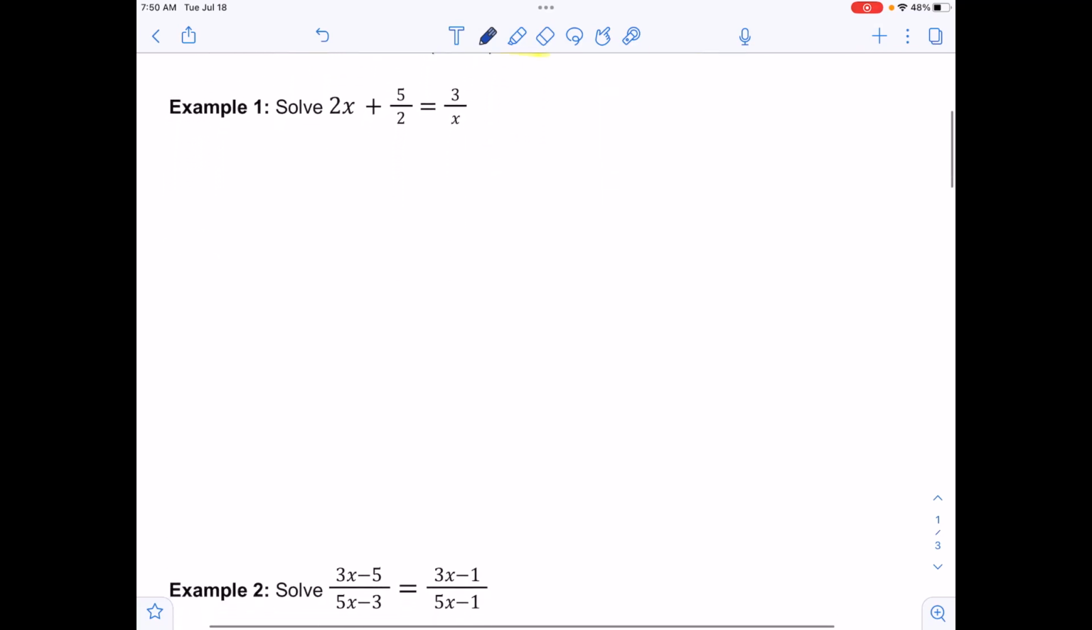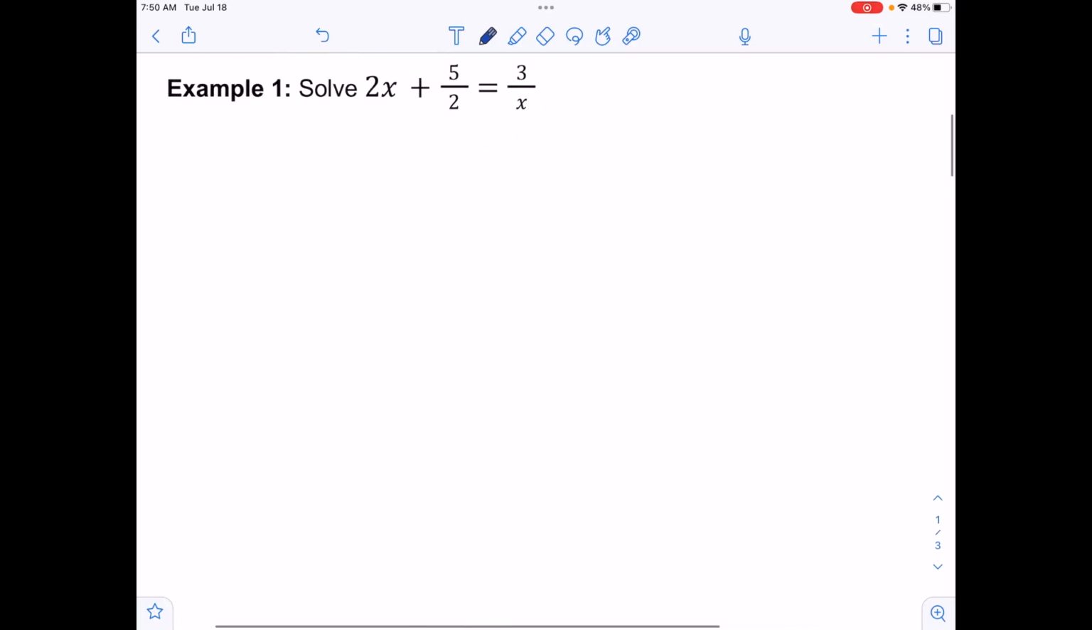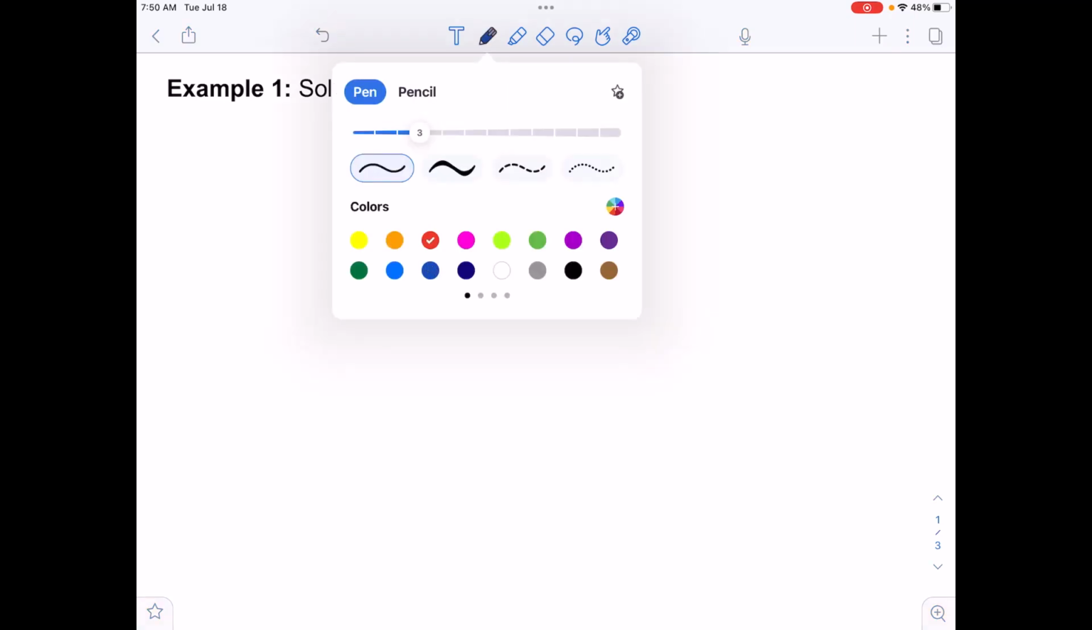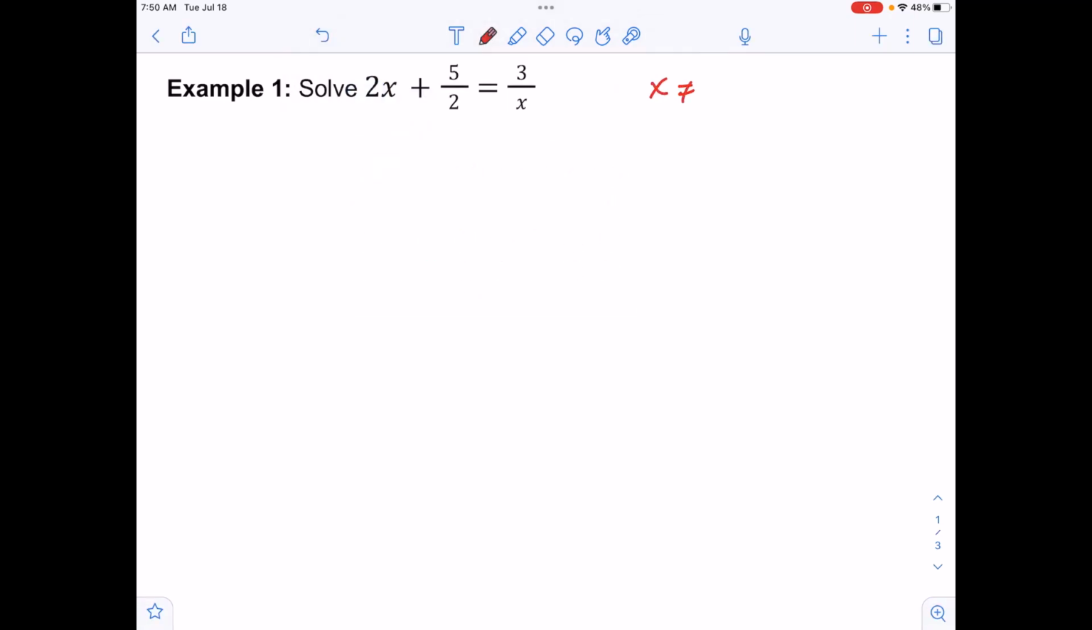Okay, let's start our first question here. Solve 2x plus 5 over 2 is equal to 3 over x. First things first, I state my restriction. x cannot be equal to 0. We cannot have a denominator of 0.